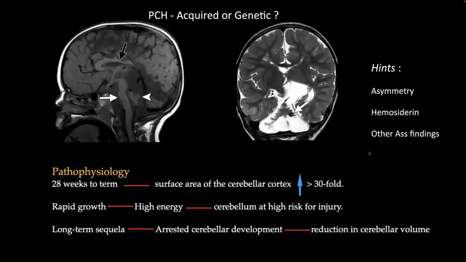The first question to be evaluated was, could this be a genetic or an acquired cause? Pontocerebellar hypoplasia at least can present with acquired insult, especially in the antenatal and perinatal period. The most susceptible age is around 28 weeks to term. Some imaging clues which can be seen, maybe not seen in our case, can be asymmetry, hemosiderin deposits as demarcated over here on T2 hypointensities, and other associated findings of cysts and gliosis can also be seen.